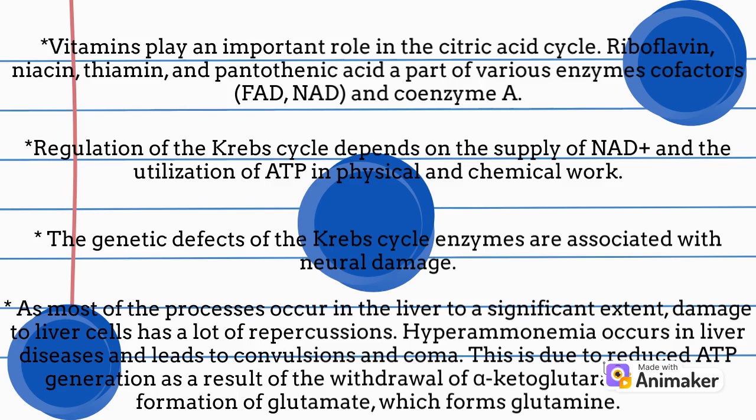As most of the processes occur in the liver to a significant extent, damage to liver cells has a lot of repercussions. Hyperammonemia occurs in liver diseases and leads to convulsions and coma. This is due to reduced ATP generation as a result of the withdrawal of alpha-ketoglutarate and the formation of glutamate.